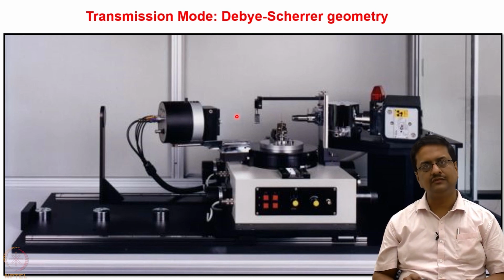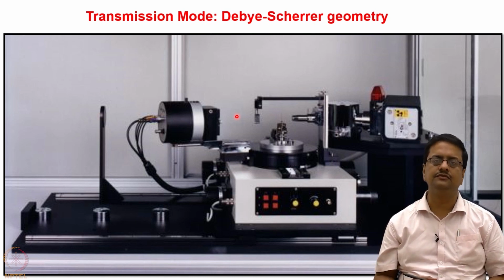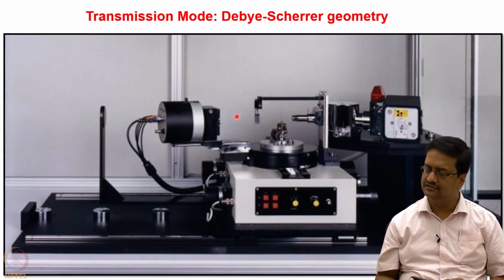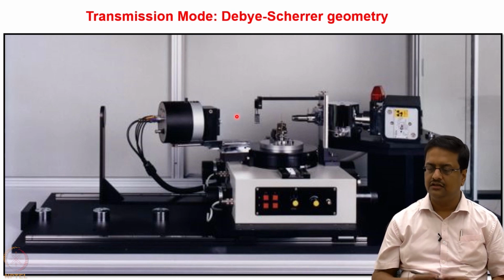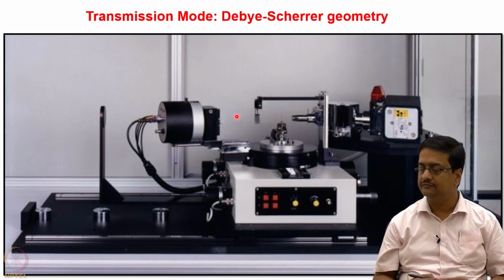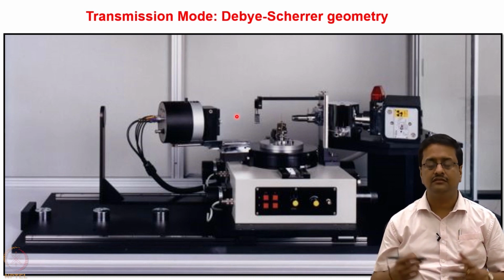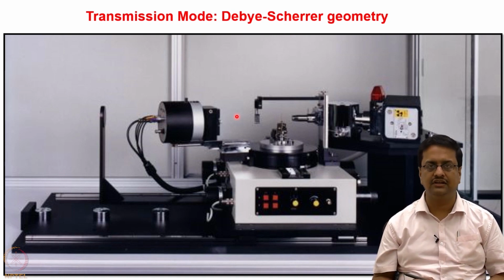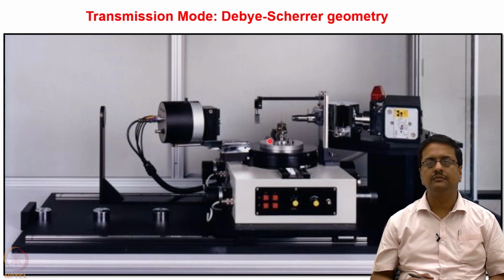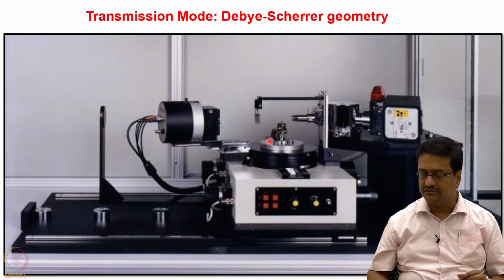So this transmission mode geometry is particularly useful for samples which are less absorbing of X-rays, and is also useful when we mount the sample in a capillary. You see, many samples can be moisture sensitive, air sensitive or whatever. So those samples then need to be enclosed in a glass capillary, a special Lindemann glass capillary, and then those capillaries are mounted on this type of capillary rotating stage, and then you do the X-ray diffraction experiment.